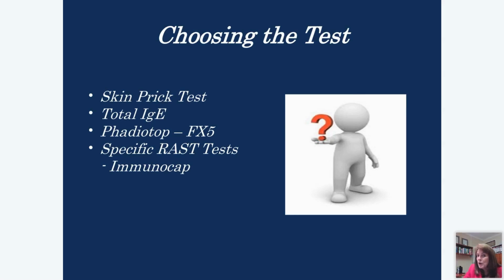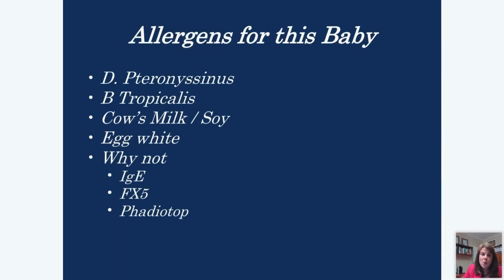What tests are we going to choose to do in this baby to sort this out? We can do skin prick tests. We can do a total IgE, a Phadiatop, which is a combination screening test for all the inhalants, or we can do the FX5, which is a screening test for children for foods. Or we can do specific RAST testing, an ImmunoCAP for a specific allergen, where we say that we want to only do house dust mite. So it's more specific. So what are we going to choose for this baby?